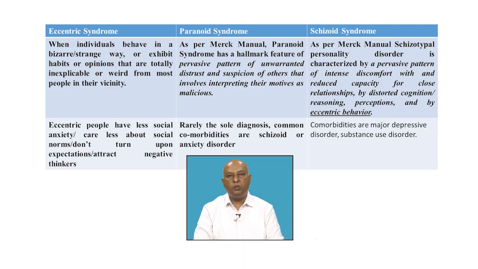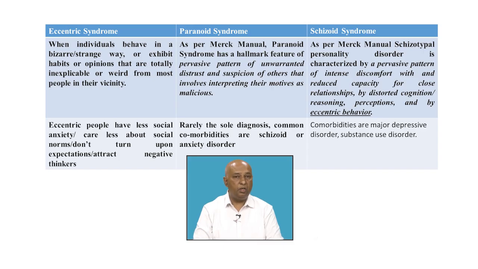So, what are eccentric disorders or syndrome? When individuals behave in bizarre, weird, strange ways, they exhibit strange habits, they exhibit unwanted opinions which are against the law, which are against the normal domain, which are inexplicable to most people in their vicinity. This is called eccentric behavior. That means something out of the box. Out of the box is something different, something totally irregular, unacceptable. Because eccentric people have low social acceptability. They don't care about social norms and reforms. They have very little social anxiety about the reactions coming from their behavior.